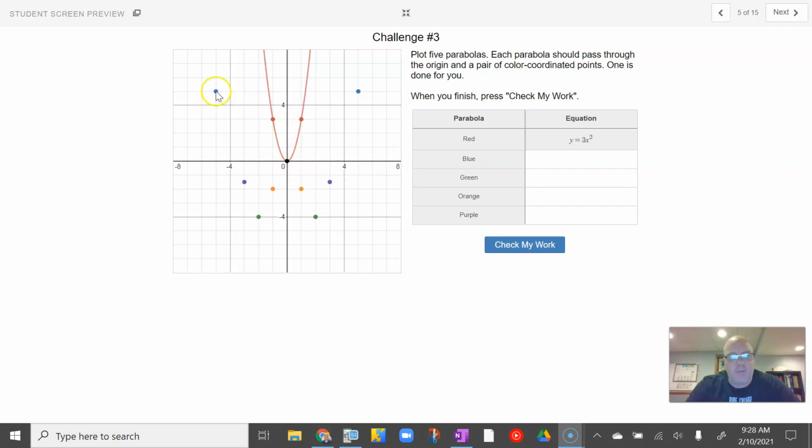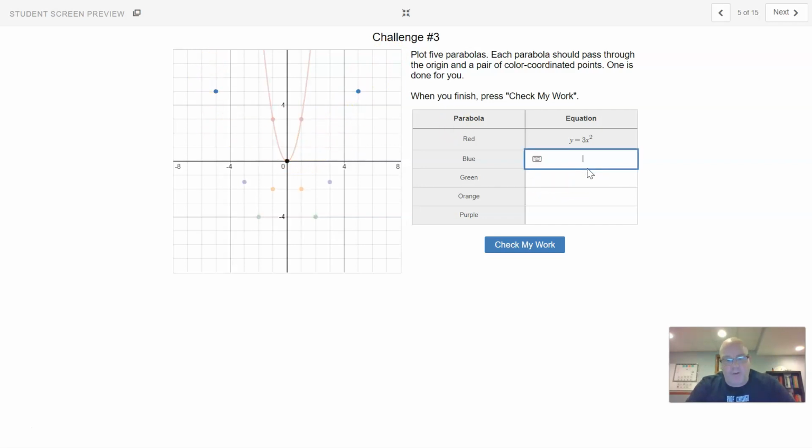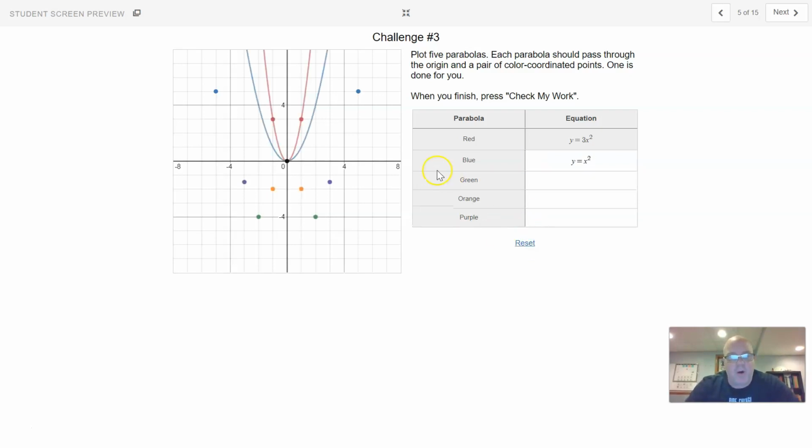If I look at this blue parabola, if I just trace what it might look like, it's going to go through this blue point, it's going to go through the origin, and then it's going to go through this blue point over here. So I can kind of trace that parabola. I can also see that if I put in y = x², and hit check my work, I need the parabola to be a lot wider than that. So now I've got to play around with this.